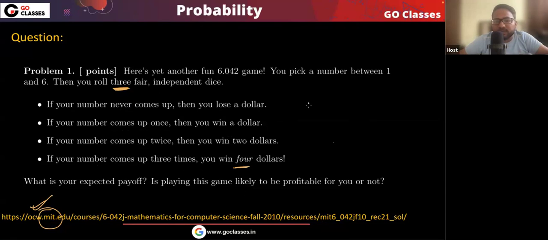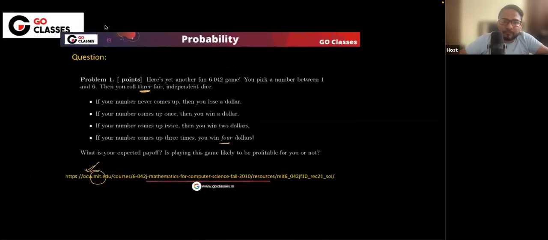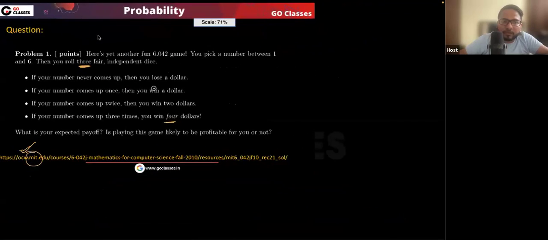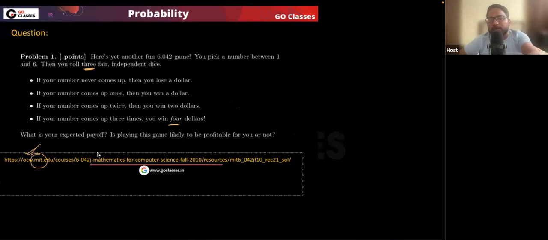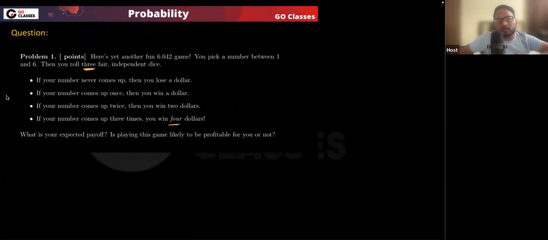This is interesting. Let's try to solve this. What they're trying to say is that you first pick a number between 1 and 6. I want you to solve this question for a few seconds, and then we will be solving it. So the number that you are going to pick is from 1 to 6. This is basically the first task that you are doing.